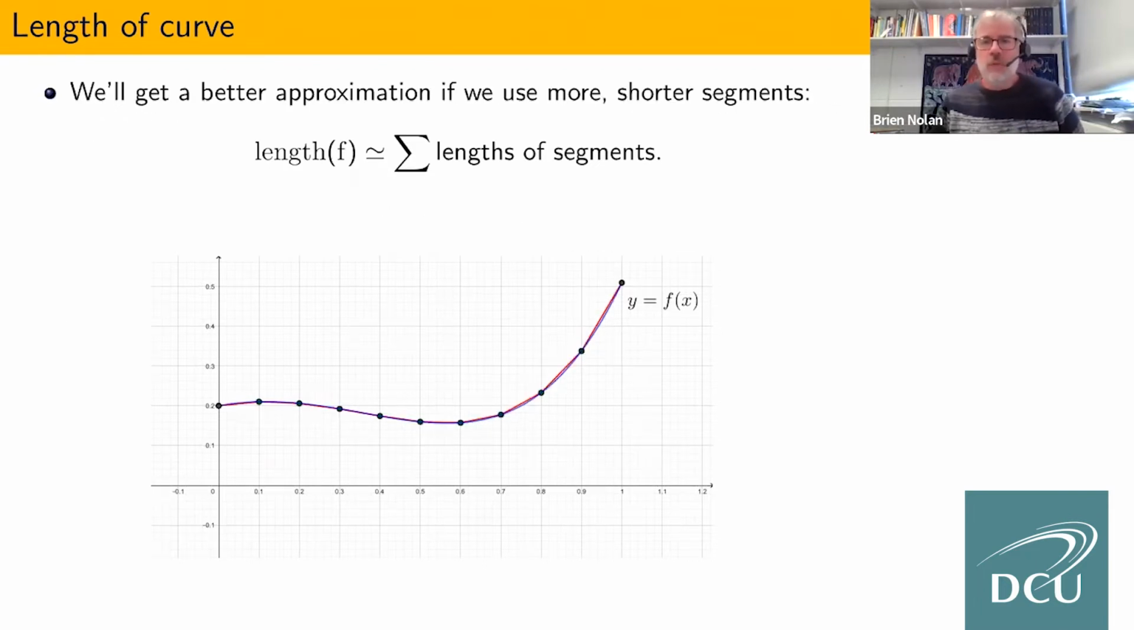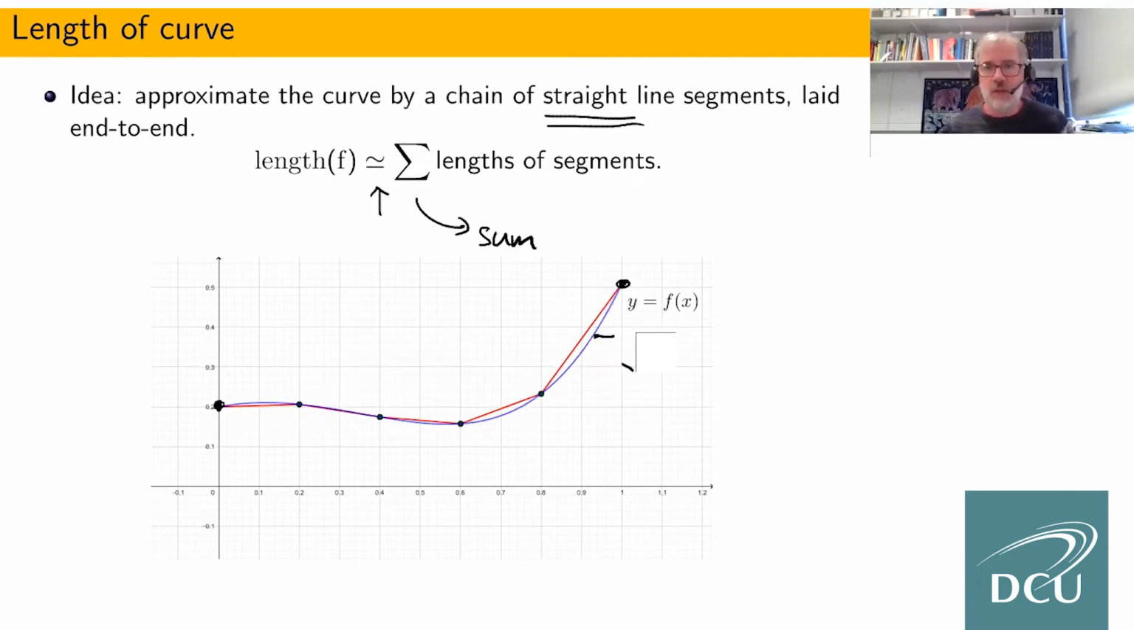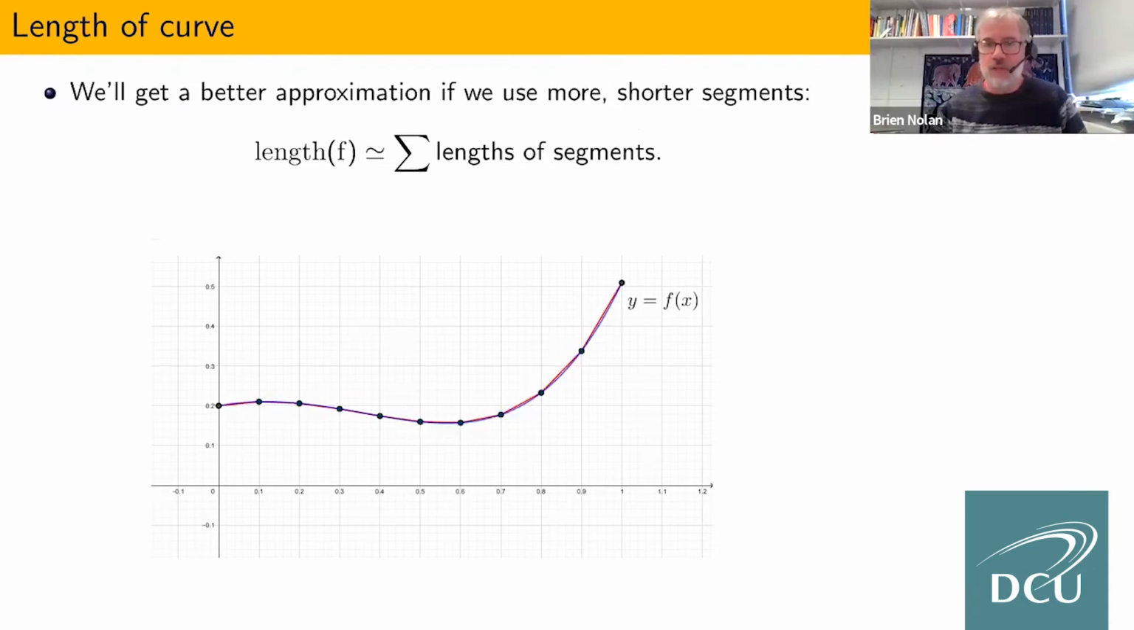So how would we get a better approximation? Well, we do the same trick that we did when calculating areas. We use shorter subintervals and more segments. We used more rectangles in the area case; here we use more of these straight line segments. So rather than having 1, 2, 3, 4, 5 segments, I could use 10 segments. And even at this scale, it's hard to distinguish the straight line segments from the portion of the curve. So the length of the curve is going to be very, very close indeed to the sum of the lengths of these straight line segments.